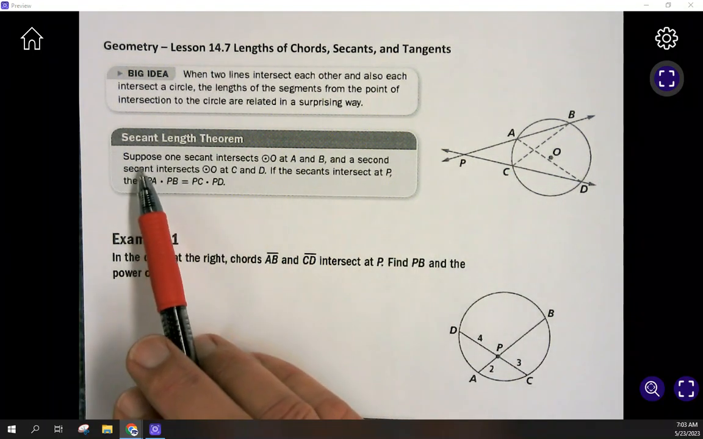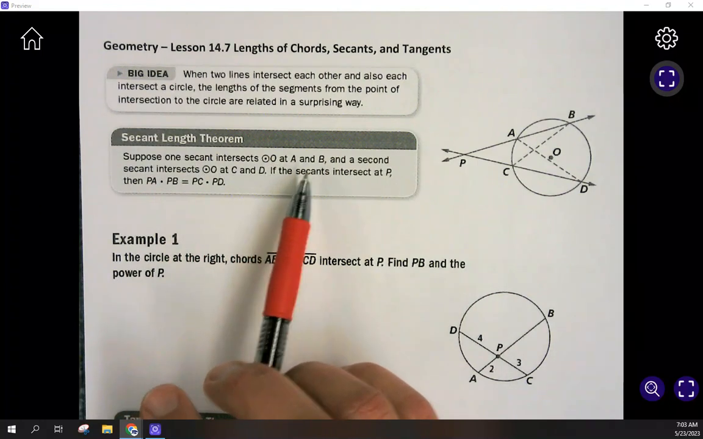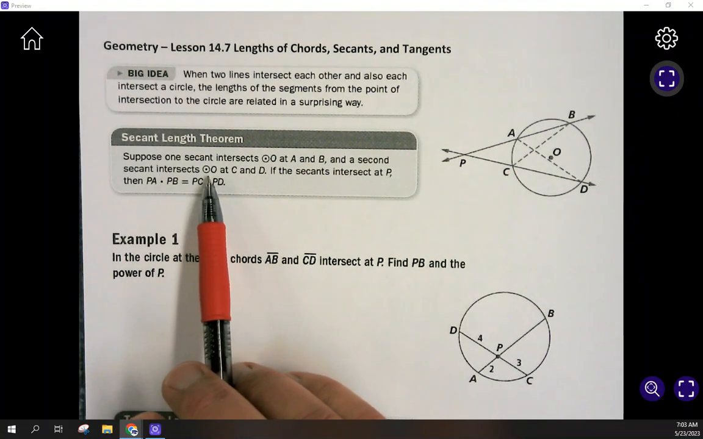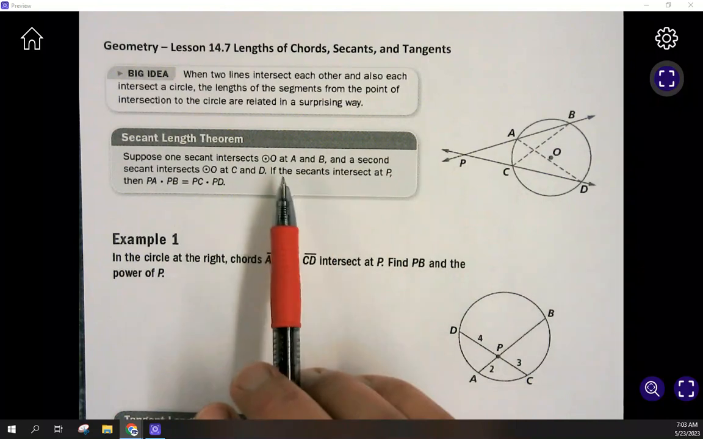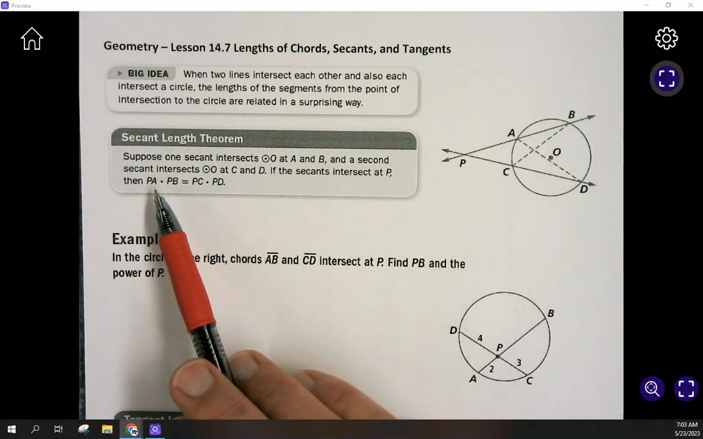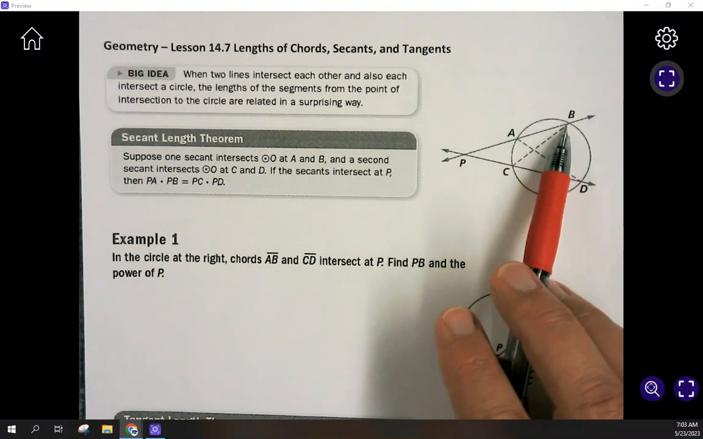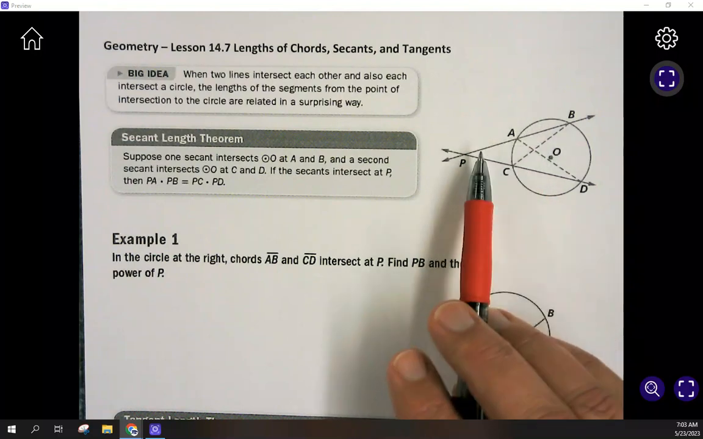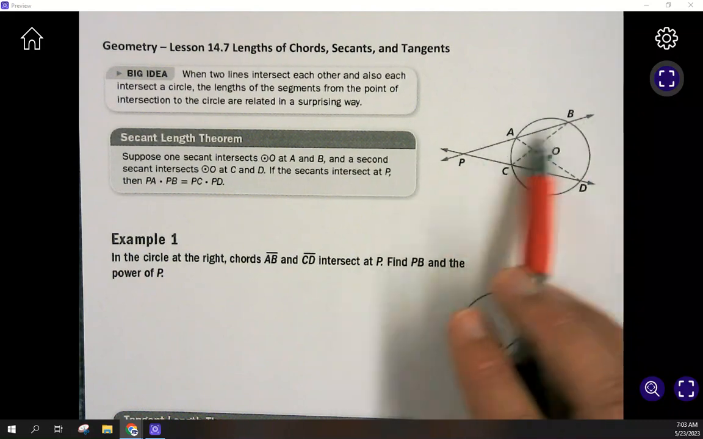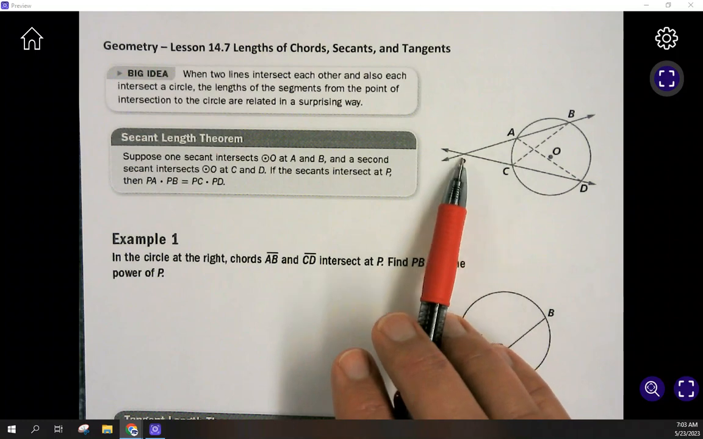So here's the theorem. Suppose one secant intersects circle O at A and B. So we've got that right here. And a second secant intersects circle O at C and D. If they intersect at P, which they do here in this picture, then PA times PB, so notice not PA times AB. That's what everybody wants to do, this times this piece. It's the distance from P to A, and then the distance from P to B, which would be the whole length here. Those multiplied together equals PC times PD.